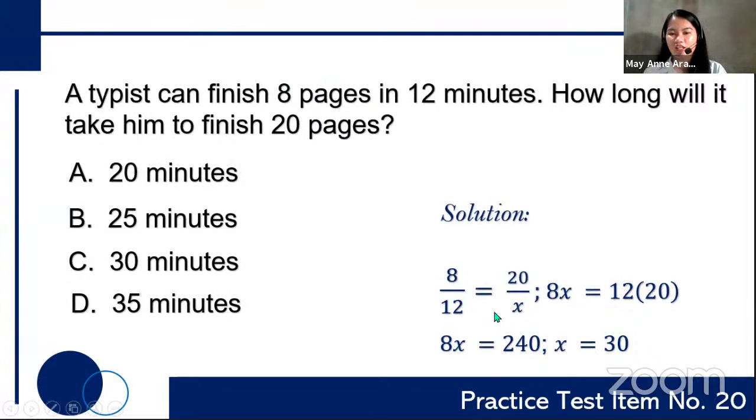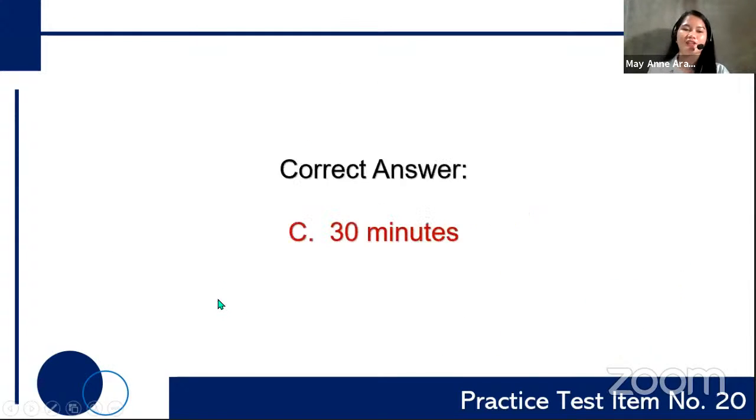So, you have here, kasi without doing this pwedeng ganun na lang, no? 20 times 12, then divide by this, since of course yung missing part is yung time. So, yun naman yung kapartner ng 8 pages. So, 12 times 20 divided by 8, the answer is 30 minutes. Yes, correct. Letter C.